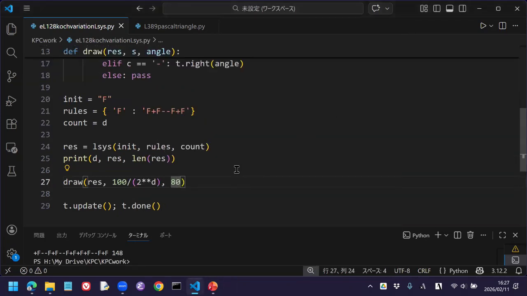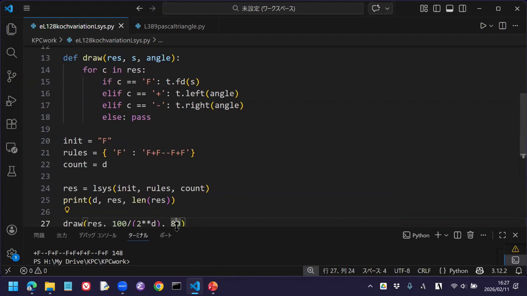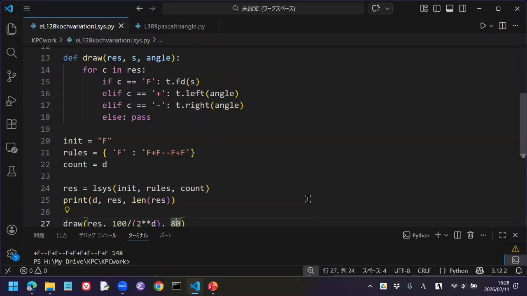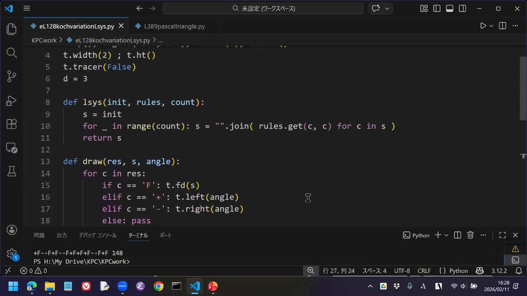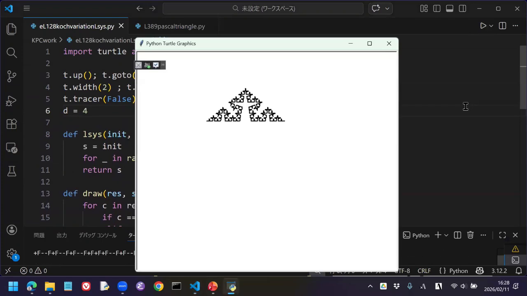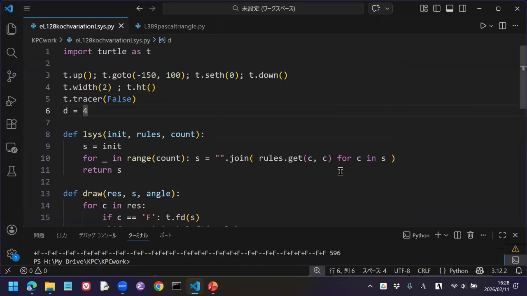The interesting part is that only one curve is needed, because the top angle here is automatically double the base angle. If this is 80, this should be twice 80, which is 160, and it automatically draws something like this. Of course, if you increase d to 4, we have a more complicated Cesaro curve like this. So you can try other variations with different base angles.